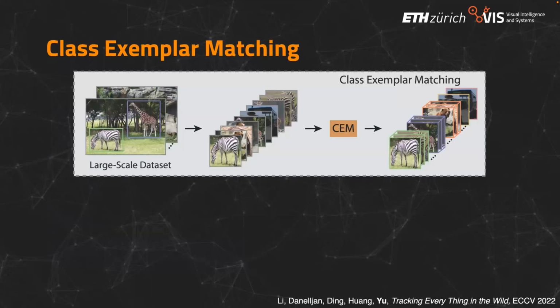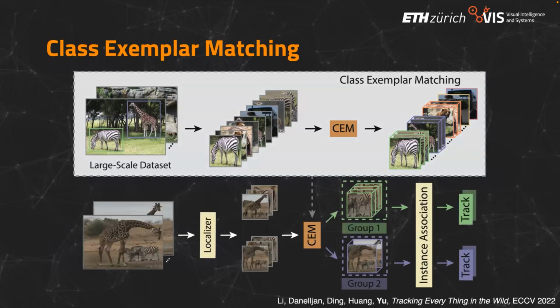And therefore, we designed a new module called class exemplar matching. The goal of this method is just to match the objects of the same category together. It's actually inspired by some previous ideas on exemplar SVM, to use an example or an image to determine what will be a good classifier for the category, or for measuring similarity of objects.